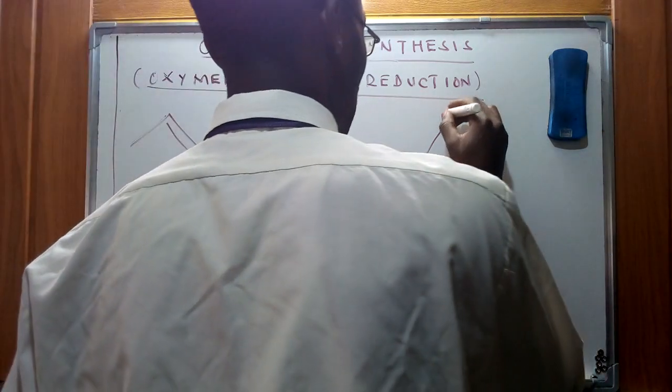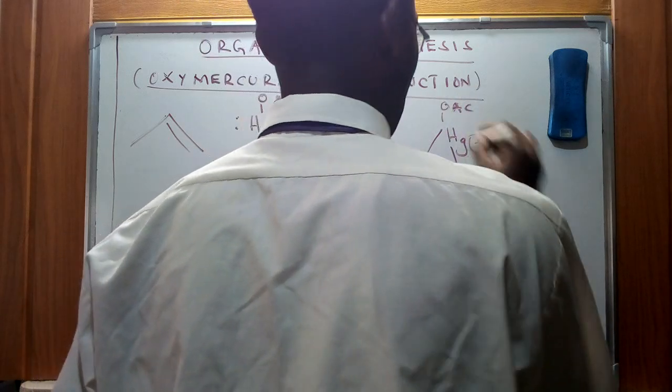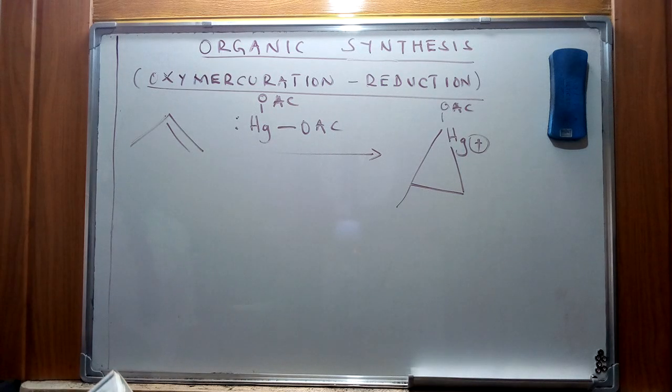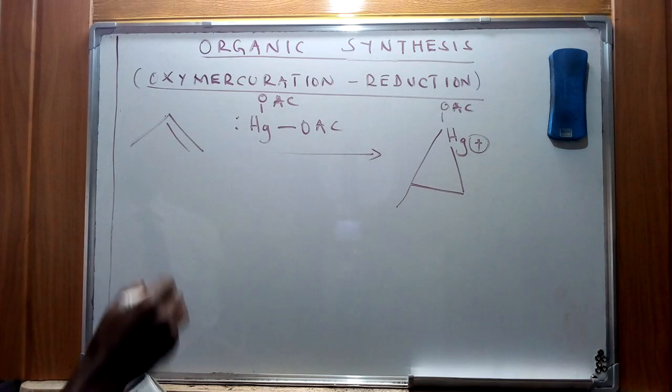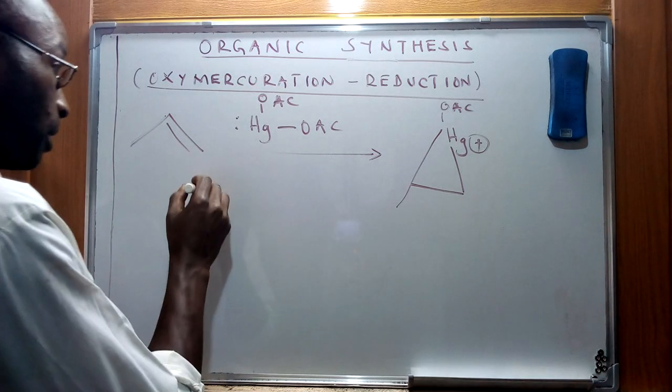So therefore the interaction between that one is going to give us this particular intermediate that is going to have a formal charge for mercury at this specific point. So we can illustrate this in just two specific steps, whereby we're going to have this particular compound, which is an alkene, interacting with this one.